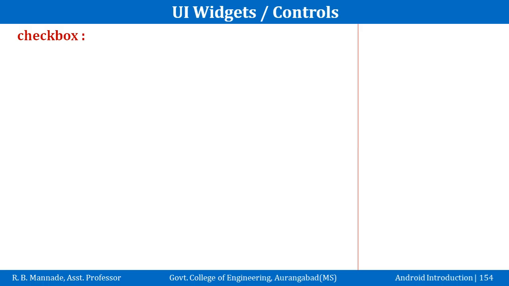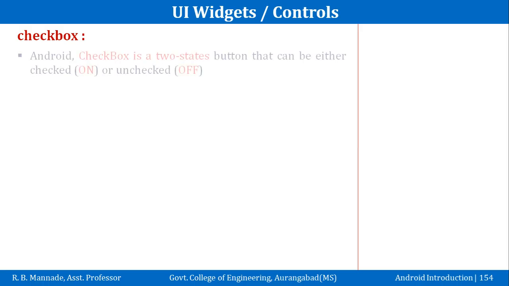In this lecture we are going to learn the checkbox Android control, which is very useful in every Android application, right? So in Android, a checkbox is a two-state button that can be either in the checked state, which means the on state, or sometimes it may be in the unchecked state, which means it is in the off state. So there are only two states for the checkbox control, one is on and another is off. Alternatively, we can say that a checkbox is in the checked state or it is in the unchecked state.